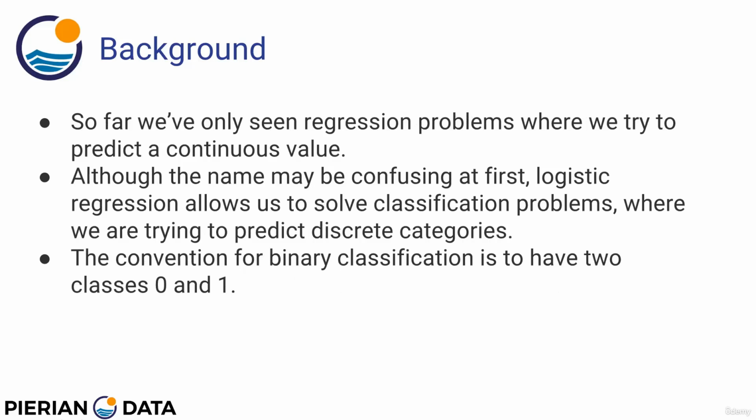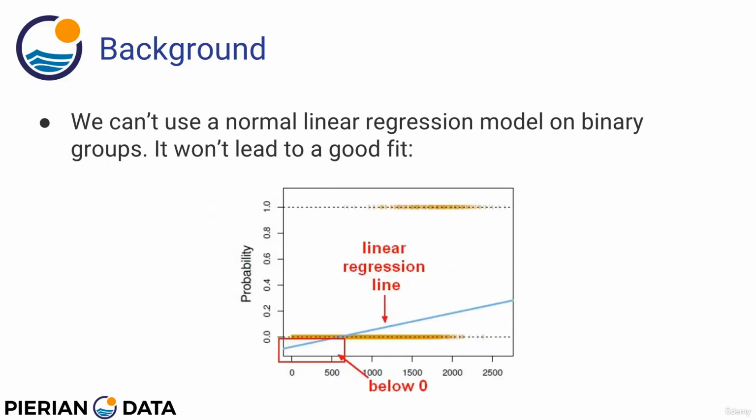So far in our studies, we've only seen regression problems where we try to predict a continuous value, such as the price of a house. Although the name may be confusing at first, logistic regression allows us to solve classification problems where we're trying to predict discrete categories. The convention for binary classification is to have two classes, 0 and 1. However, we can't use a normal linear regression model on a binary group. It won't lead to a good fit.